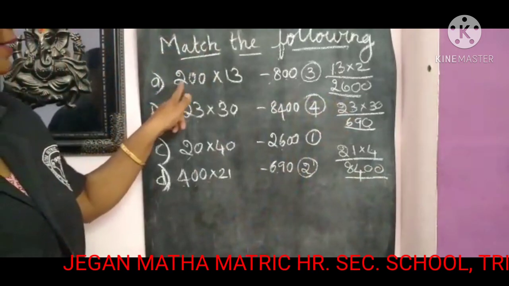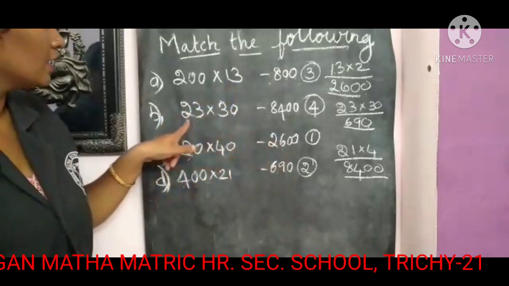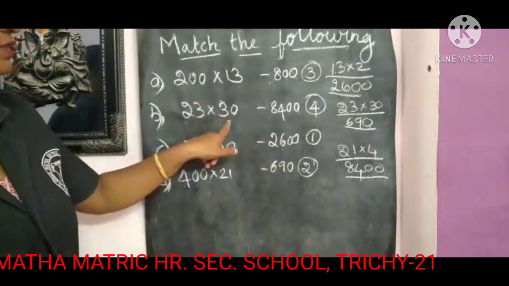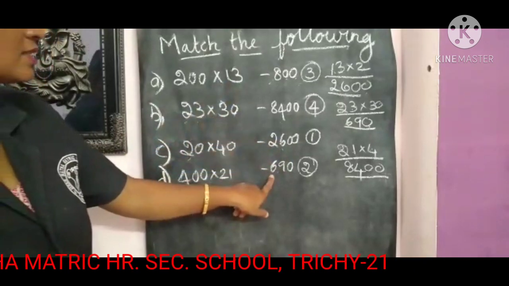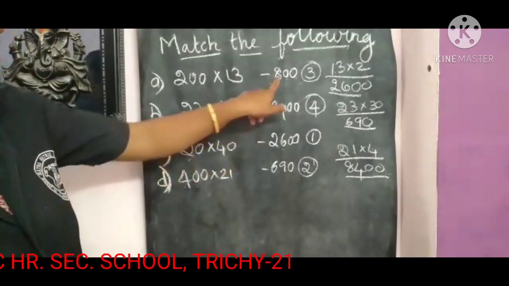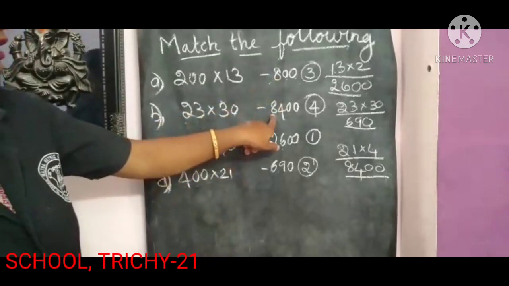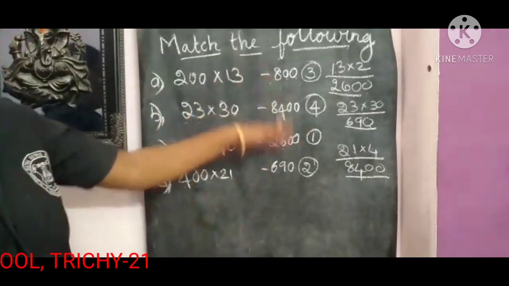So 200 multiplied with 30, the answer is 2600. 23 multiplied with 30, the answer is 690. 20 multiplied with 40, the answer is 800. 400 multiplied with 21, the answer is 8400. Very easy.